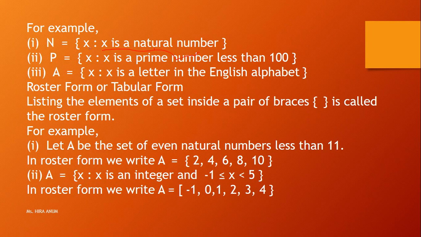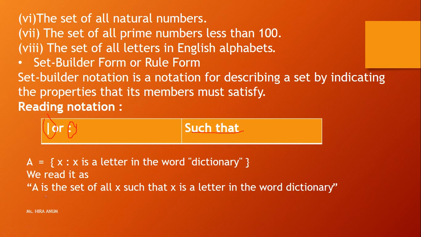P equals x such that x is a prime number less than 100. You can write x and describe x here. x is a letter in the word dictionary.